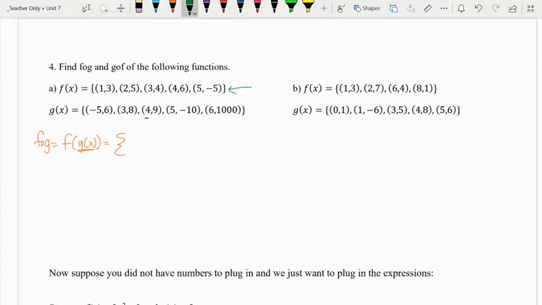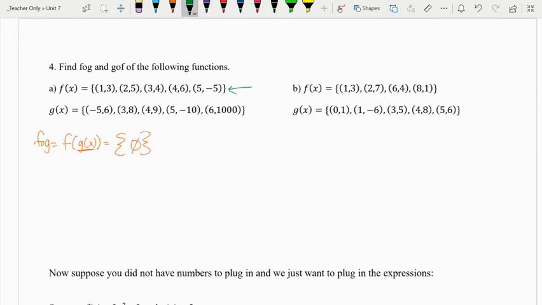Then we go to 4. 4 gives me 9. There is no 9, so that one doesn't work. 5 gives me negative 10. There is no negative 10. And then 6 gives me 1,000. 1,000 isn't there, so we're done. If you notice, this is the same one as before, right? So this one would have no solution.